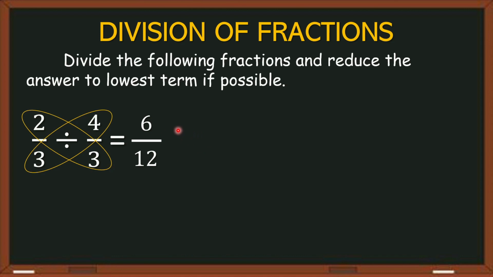Now since this is fraction, kapag may lowest term pa, ilo-lowest term pa natin. At ang 6 over 12 ay mayroon pang lowest term. So iisip tayo ng number na pwedeng i-divide sa 6 at sa 12. So pwedeng i-divide yung 2, pwedeng i-divide yung 3, at pwede ring i-divide yung 6. So since 6 yung pinakamalaki, 6 na yung gamitin natin.